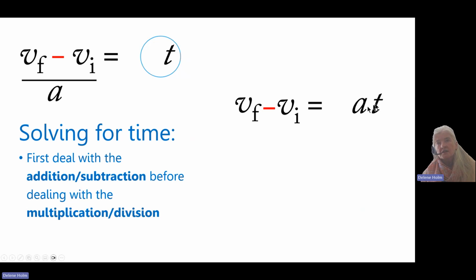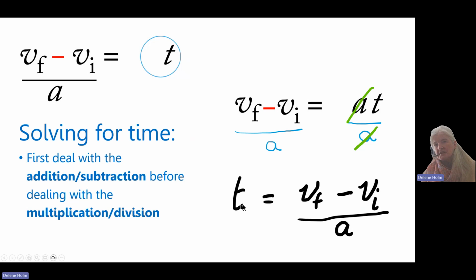And why is that? Here I'm multiplying, so I have to divide the right-hand side by a to get rid of the a, but that means I have to also divide the left-hand side by a. Now notice this is one single term that I divide by a. So I work out Vf subtract Vi, and then I divide by a. But these a's cancel out, leaving me with t is equal to Vf minus Vi, all divided by a.